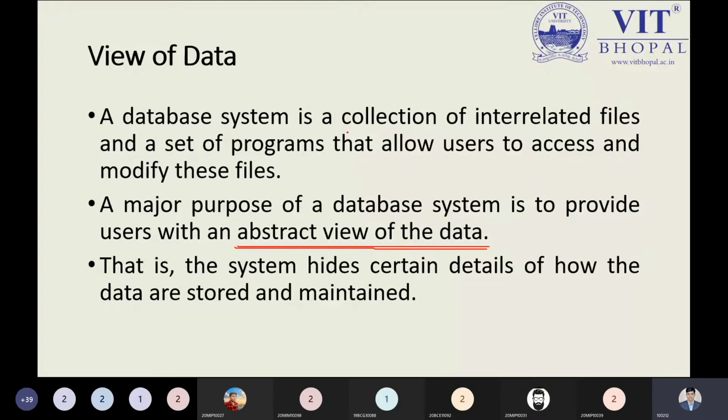The abstract view of the data means the system hides certain details of how data are stored and maintained. The system is required to hide some details, and that is necessary, because abstraction means hiding some information from the users. Take the example of a class in C++ object-oriented programming: a class itself is an abstract view of the data, because the user can view only those data which are required to be accessible. That is the point to keep in mind.